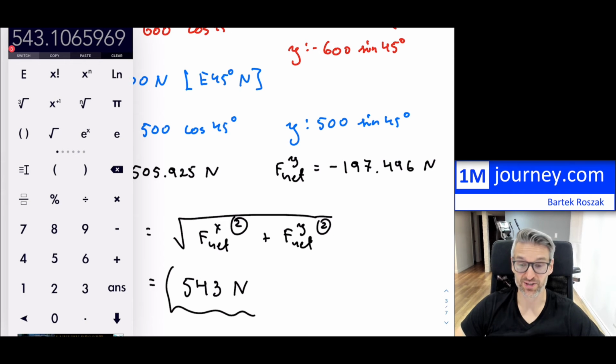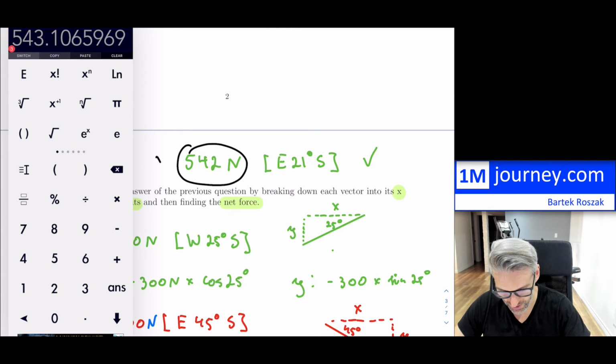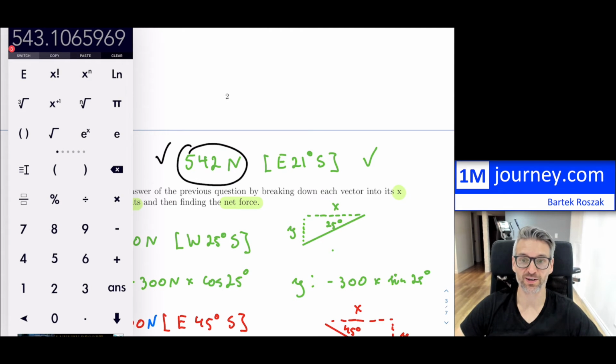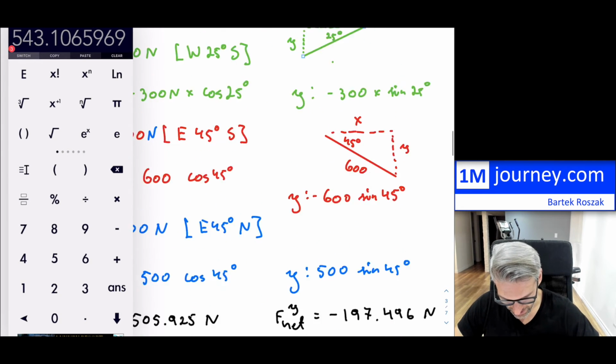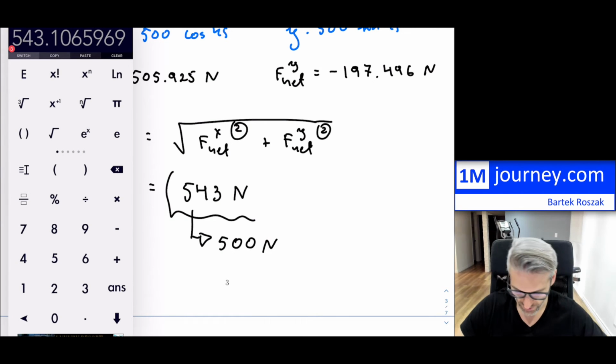All right, so that's actually pretty good. So 543 newtons. Notice that we got 542 newtons by graphing. So this is pretty phenomenal that we were that close. And again, if we would have rounded this to one significant figure, then of course it would have been just 500 newtons.